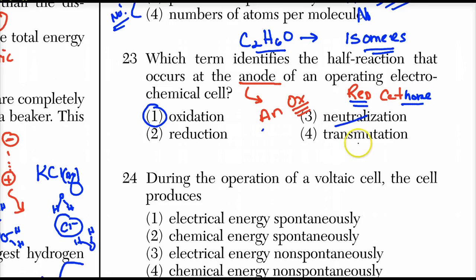Neutralization is acid-base. Transmutation is where an unstable nucleus changes into a new one by emitting alpha or beta particles or positrons. So that's no longer there. Reduction would be for the cathode, Red Cat. So 23 is 1.